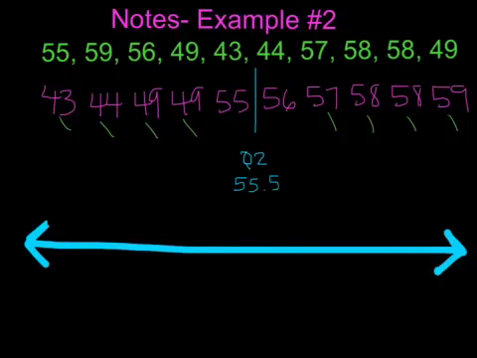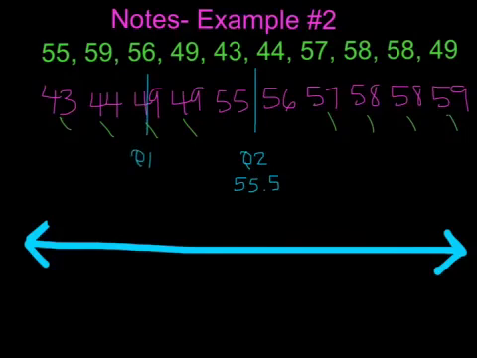Okay, now I'm going to find the Q1 value. To do that, you need to look at all the numbers on the left side of your line. There's 5 of them. If there's ever an odd number, then the 1 number in the center is going to be Q1. So I'm going to draw a line and label this as Q1.